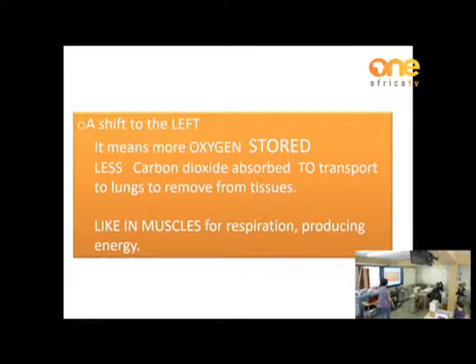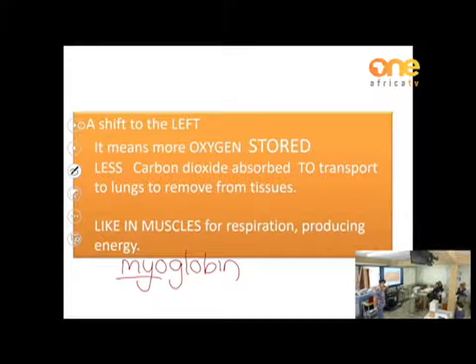And this is very interesting. It happens in your muscle. In your muscle, you have a special protein. The name is myoglobin. Not hemoglobin, mayo for muscle, myoglobin. And that protein will make a curve to the left, which means this special protein in your muscle will store some oxygen when that muscle really needs to move.